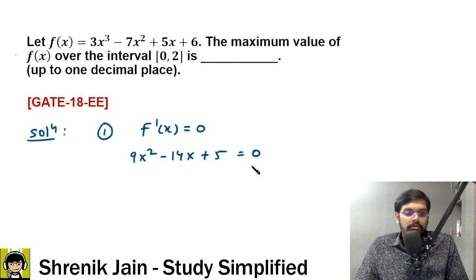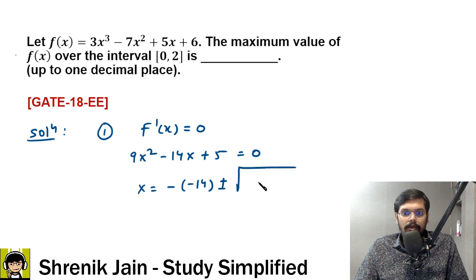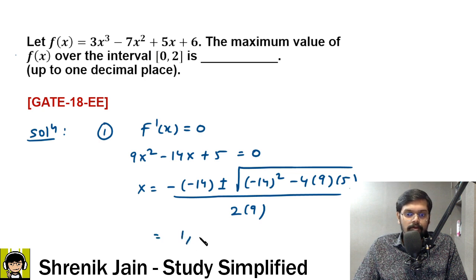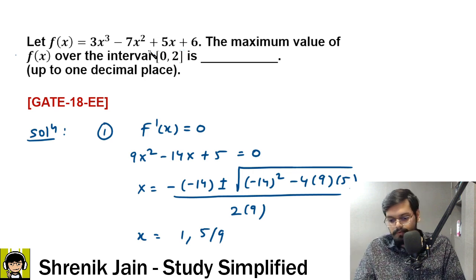So now use the quadratic formula and tell me, x is equal to minus b plus minus square root of b square, which is minus 14 the whole square, minus 4ac, so 9 into 5, divided by 2a. If you solve this in the calculator, you will get 1, 5/9. So these are the 2 points, and both the points lie in the closed interval. So now we have to do the calculation for them. Yes, you have to do the calculation.